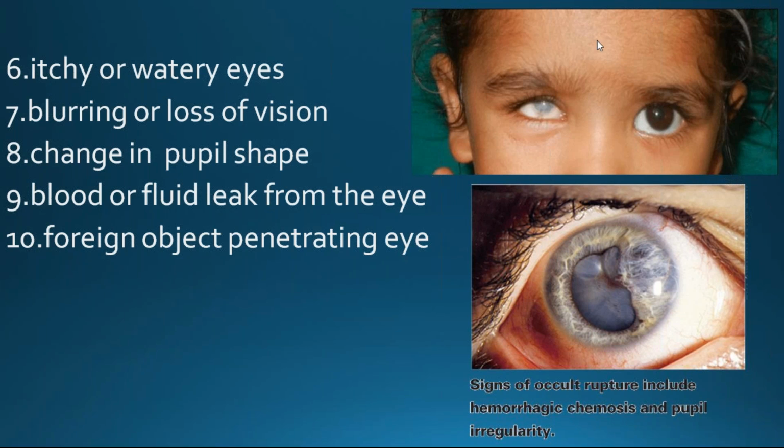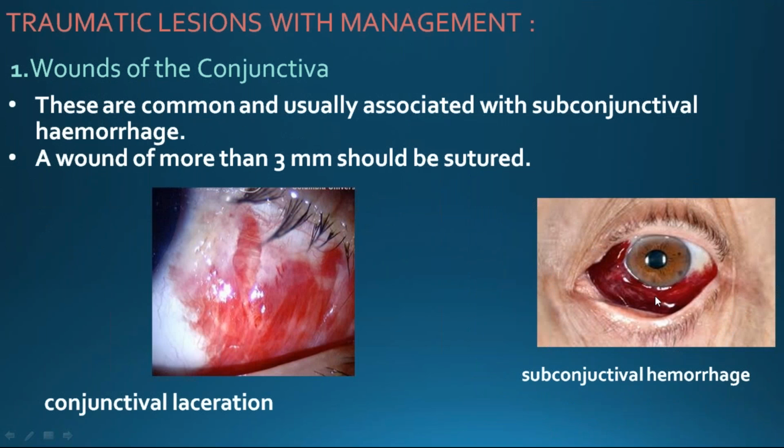This is a picture of phthisis bulbi, or atrophic bulbi. This is a blunt trauma resulting in traumatic cataract with distorted iris. This is the distorted iris, and the whitish opacity is the traumatic cataract. Signs of ocular rupture include hemorrhage, chemosis, and pupil irregularity. This is the pupil irregularity. This is a picture of conjunctival laceration. You can see the conjunctival laceration here. This is a subconjunctival hemorrhage.